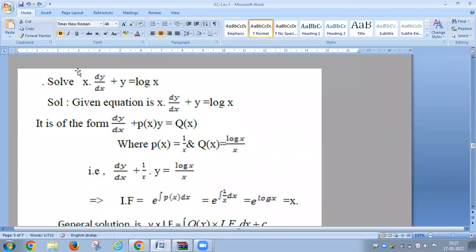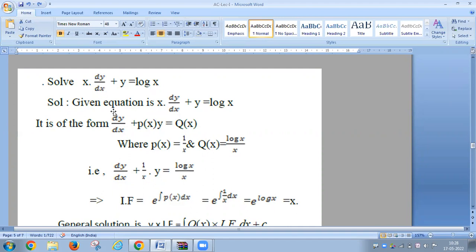For example, they will give the question like this: solve x into dy by dx plus y equal to log x. Solving this differential equation is nothing but finding the value of y which satisfies this equation, because y is the dependent variable and x is the independent variable. Here if you observe, only dy by dx is there, so it is a first order differential equation. Its power is also 1. So this is a first order first degree differential equation.